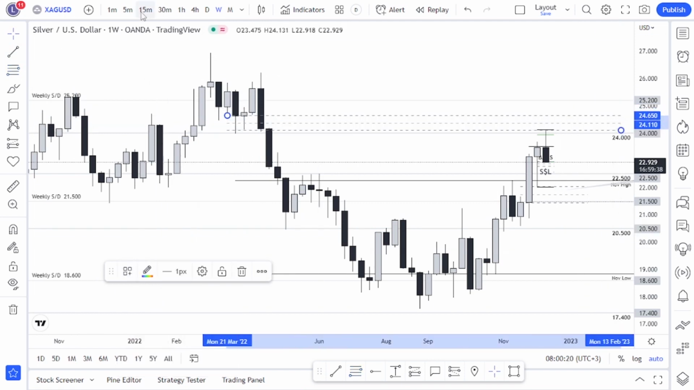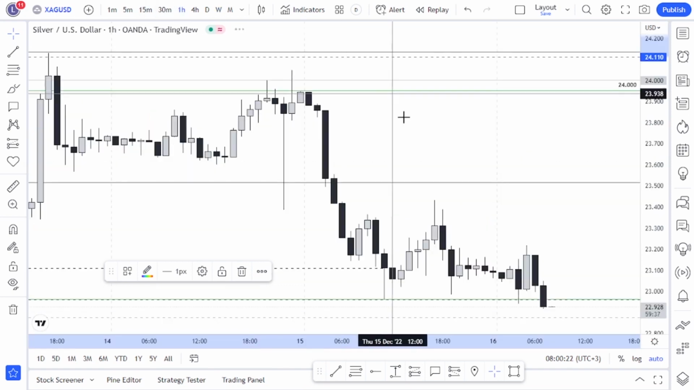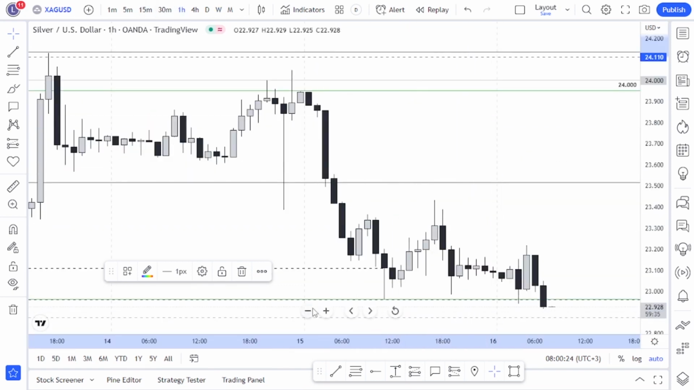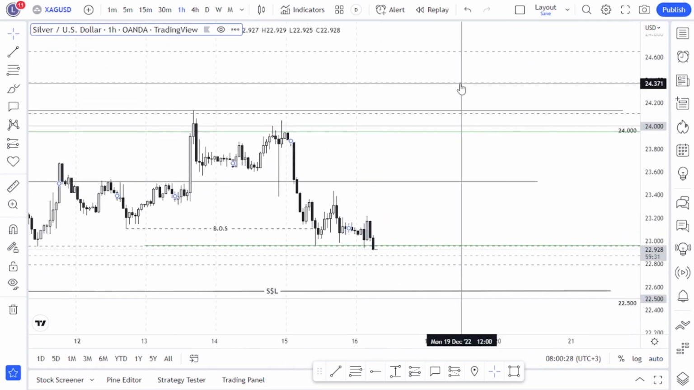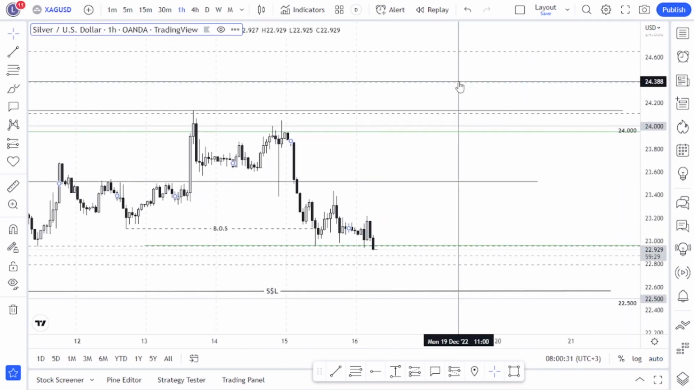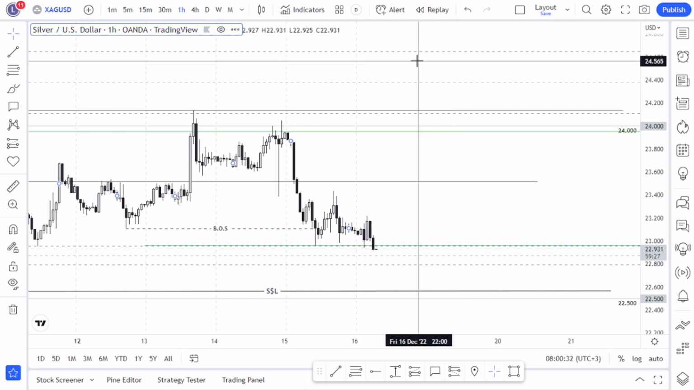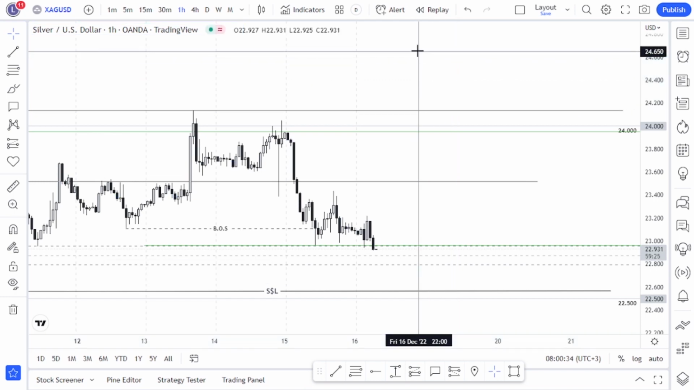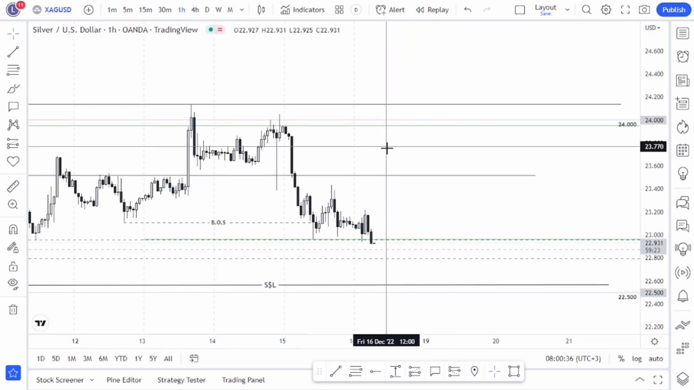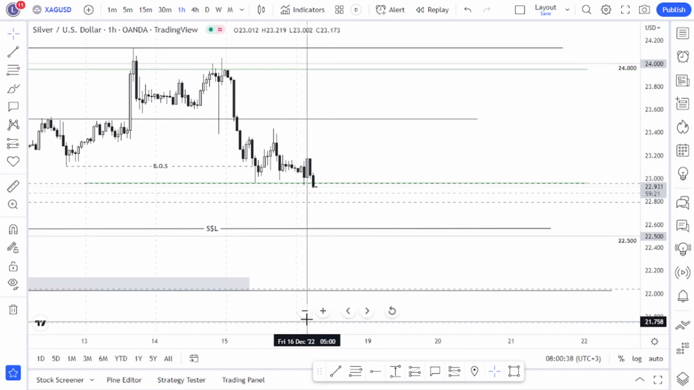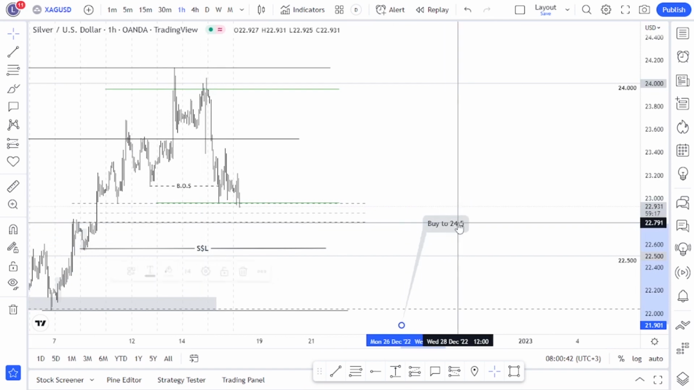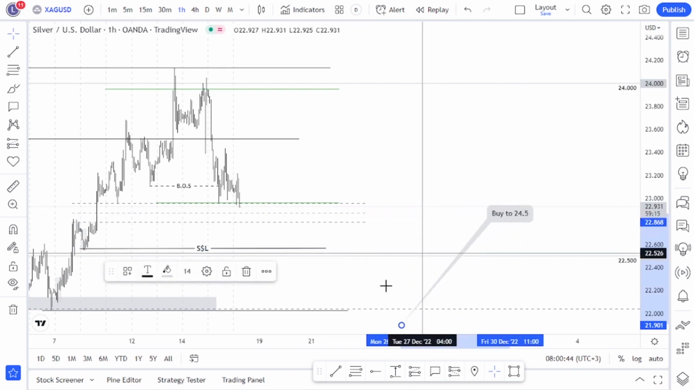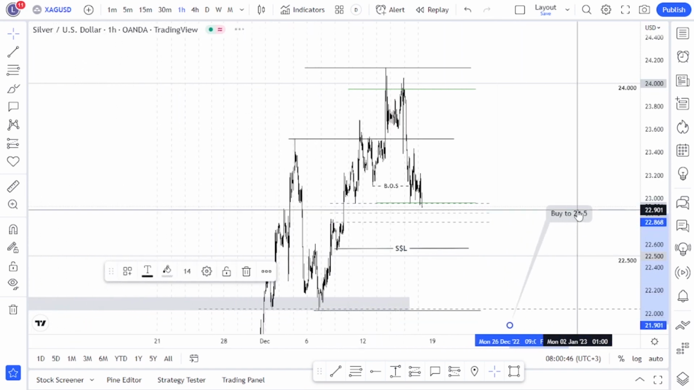So this would be our targets way up here if we were to buy here at 24.5, which is the midpoint of the weekly imbalance. Okay, so that's a high probability target. So let's mark out these targets.